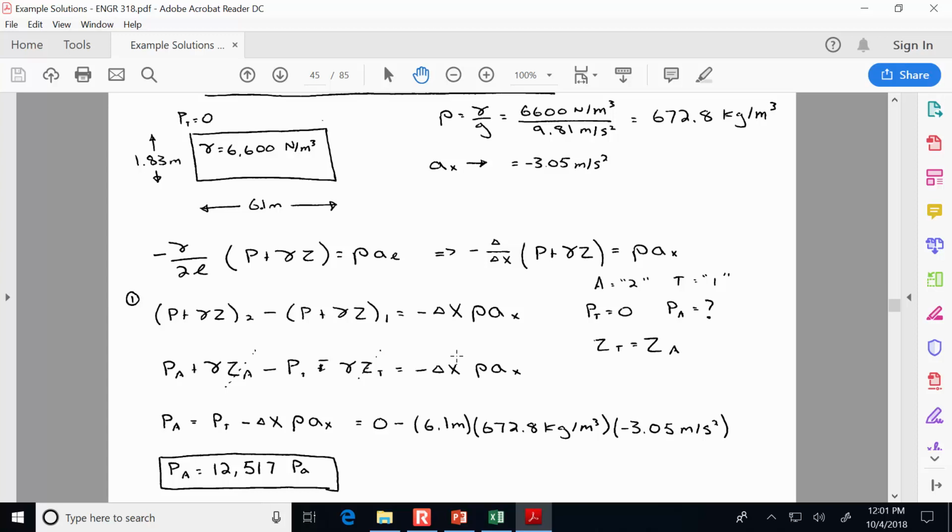The thing that makes this problem a little bit simple is that both A and T are at the same elevation. And so this term gamma ZA and minus gamma ZT, well, ZA equals ZT. The elevation is above some datum, and it doesn't matter what we use as our elevation datum. If we use the bottom of the tank as our Z datum, then the elevation of location T above that datum is the same as the elevation of location A. So we can cancel out the gamma ZA term and the gamma ZT term because they're equal.